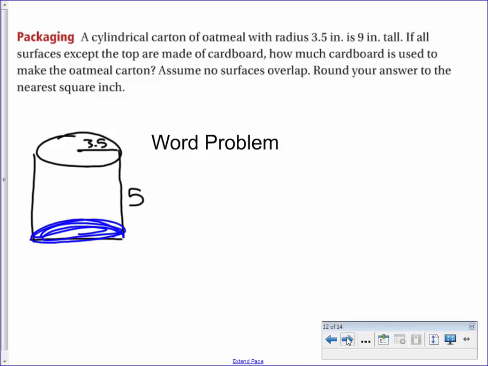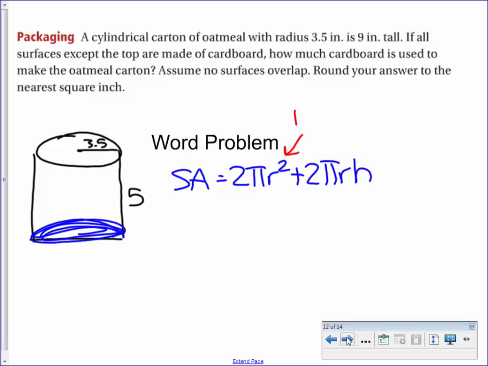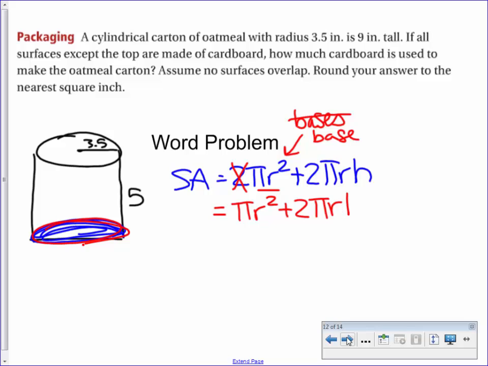Well, thinking about surface area, because we're covering this, surface area equals 2 pi r squared plus 2 pi r h. Now remember, I just told you this part represents the bases, or the 2 circles. Well, we're not covering up both bases. We only need one base. So what I can do to this formula is drop that 2 off, because we only need the pi r squared for the circular base there. So really we're going to use this formula as pi r squared plus 2 pi r h to solve this problem.